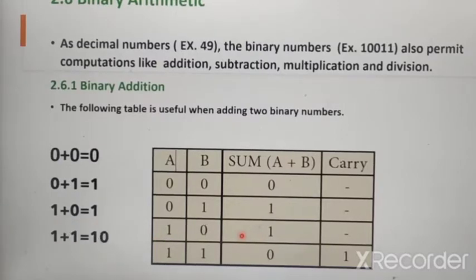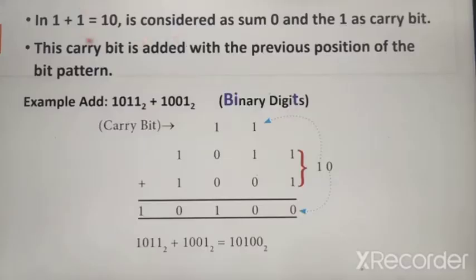Next, fourth one is 1 plus 1. 1 plus 1 is equal to 1, 0. Here we have to consider the 0 as a sum and 1 as a carry bit. That carry bit we have to add with the previous position of the bit pattern. Here 0 is considered as sum and the 1 as carry bit. This carry bit is added with the previous position of the bit pattern.